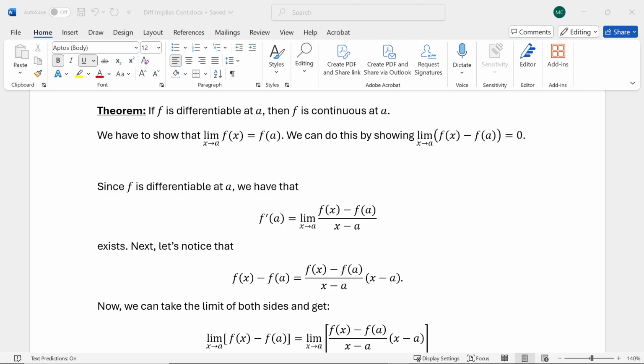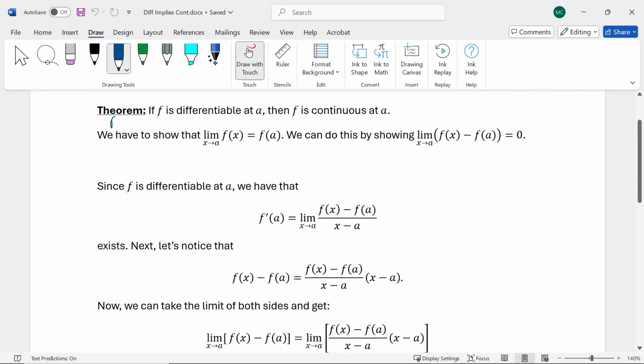Well, now we're going to take a look at a very important theorem that's going to get referenced quite a bit throughout calculus. And the theorem is very simple in its statement. It's just that if f is differentiable at a, then f is continuous at a. So we're going to prove this, and how do we prove it? I guess I should have written proof here. Maybe add that to your notes.